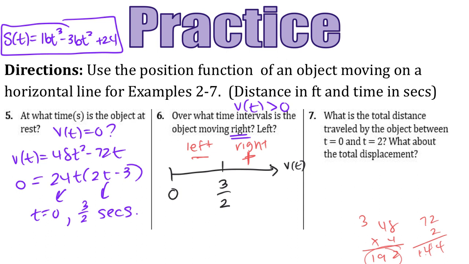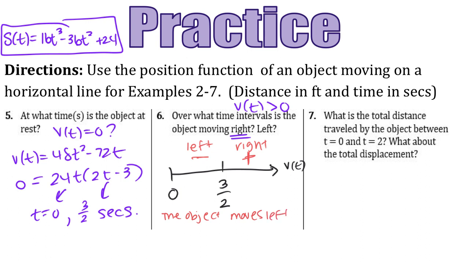So let's formalize that. We're going to say the object moves left from 0 to 3 over 2 seconds, and right from 3 over 2 seconds on. All right, last but not least, we're going to find the total distance and the total displacement. So let's talk about displacement first.